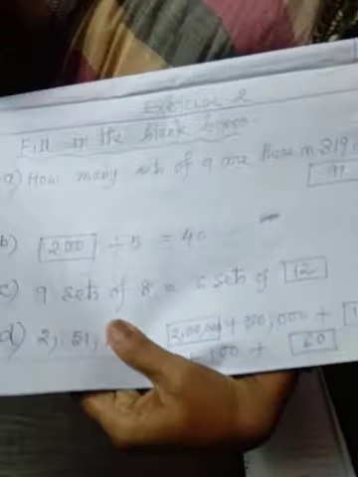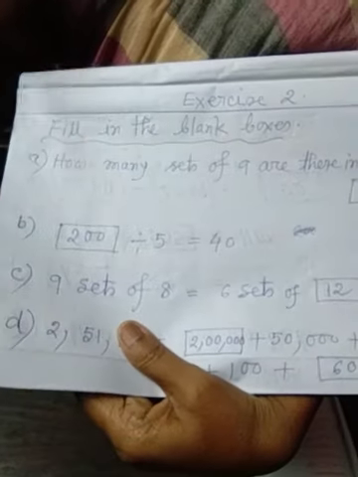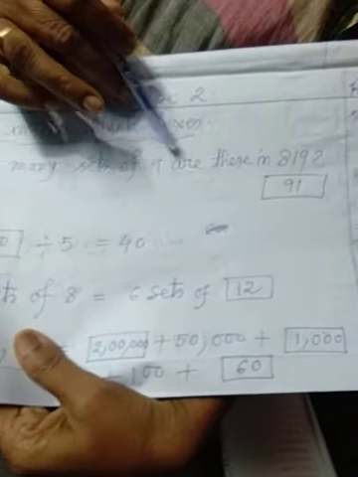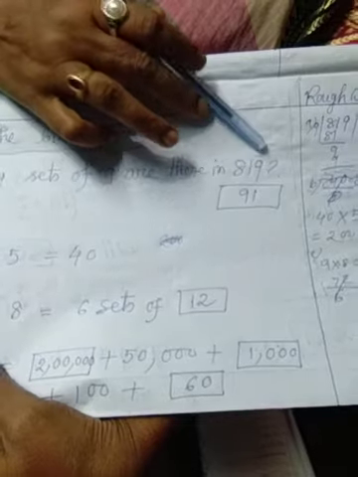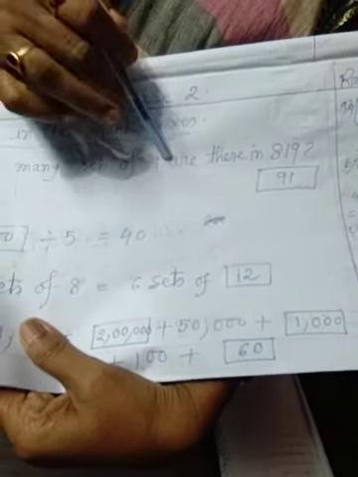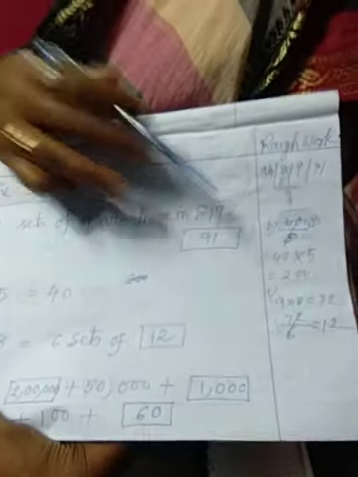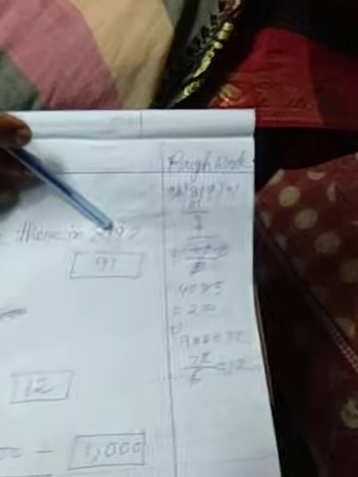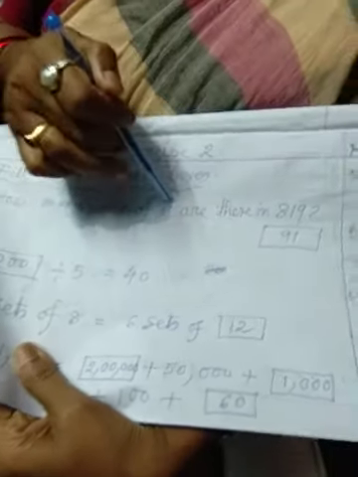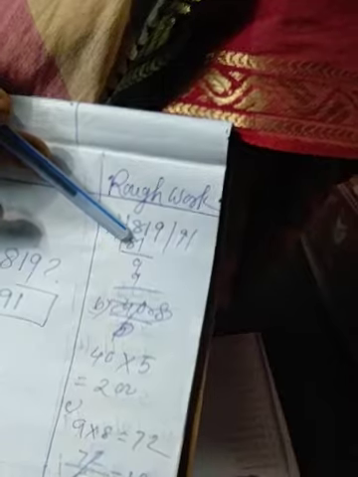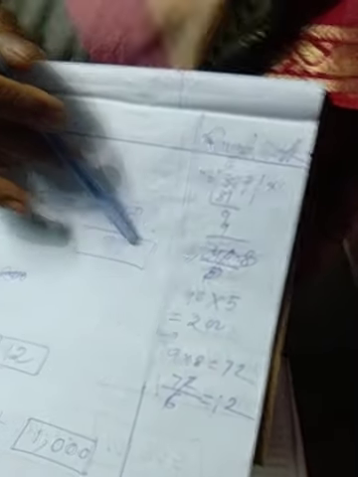Exercise 2. Fill in the blank box. How many sets of 9 are there in 819? Sets mean how many 9s. How many times can 9 divide 819? So divide 819 को 9 से divide करके 91 होगा. 9 9 जा 81, 9 1 जा 9. 91.